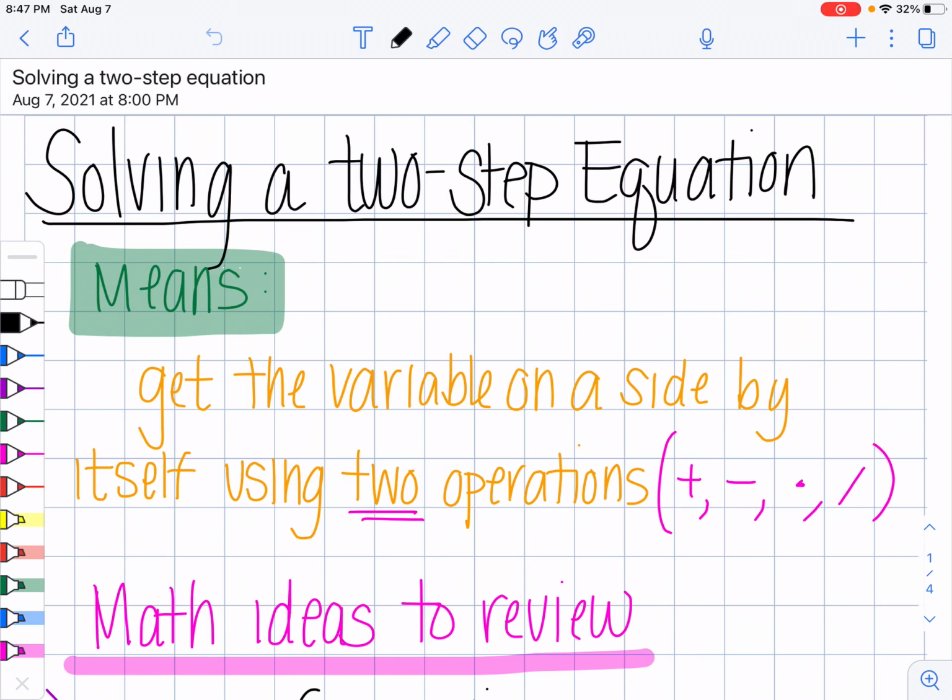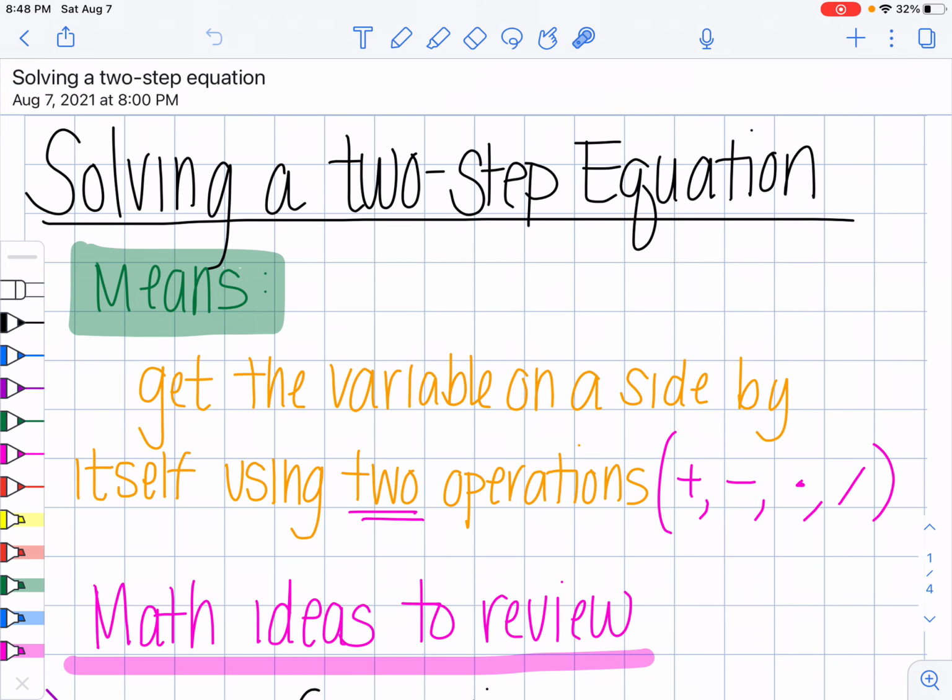Hi there, in this video we're going to talk about how to solve a two-step equation. So what does that even mean? That means that you're going to have an equation and you want to get the variable on a side by itself using two operations, two steps. So remember, operations, we are just looking at addition, subtraction, multiplication, or division.